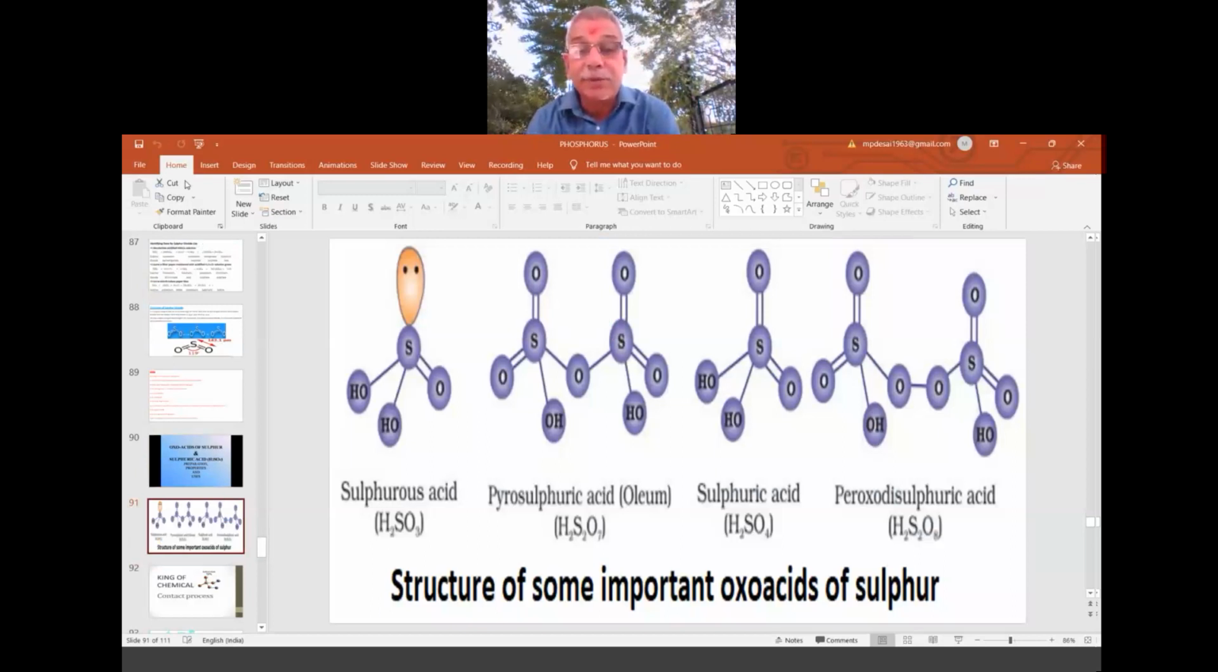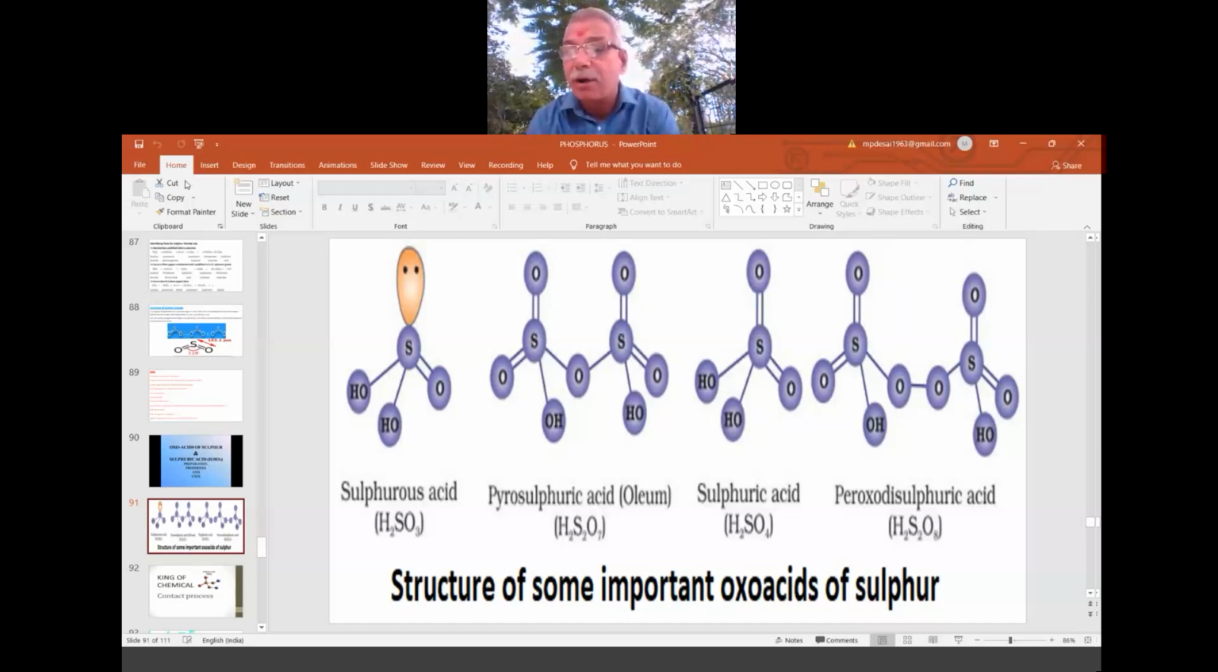These are the oxo acids of sulfur, directly taken from the textbook. 1, 2, 3, 4. Sulfurous acid, H2SO3. Pyrosulfuric acid, H2S2O7, is called oleum, like an oil, heavy. That's why it is called oleum. Pyrosulfuric acid is heavier than sulfuric acid. And normal sulfuric acid, H2SO4.